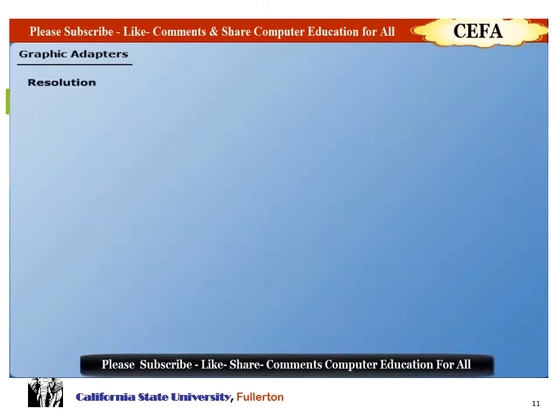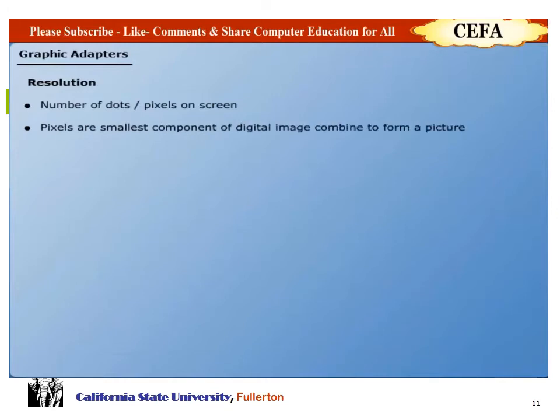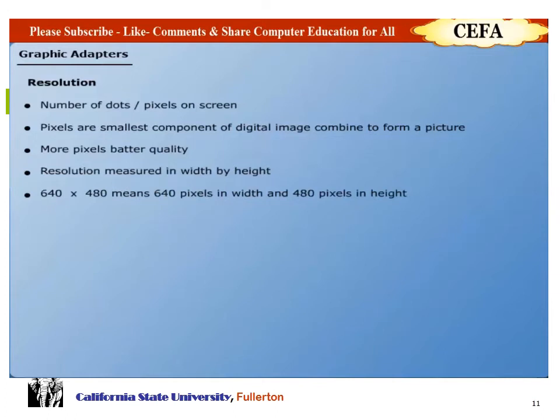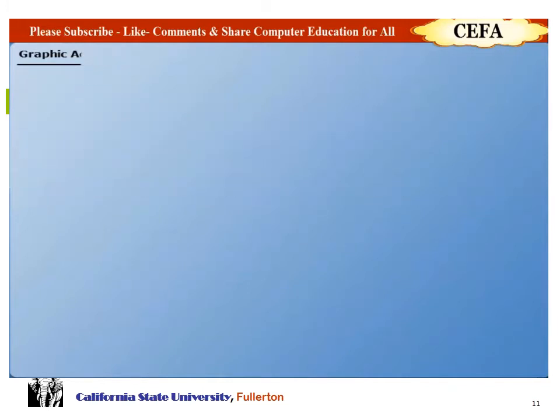Resolution. Resolution defines the number of horizontal and vertical pixels on the monitor. The pixels are the smallest component of a digital image and are combined to form a comprehensive picture. More pixels make better picture quality. Monitor resolution is measured in width by height, like 640 by 480 resolution means that the width of the screen is 640 pixels and 480 is its height.